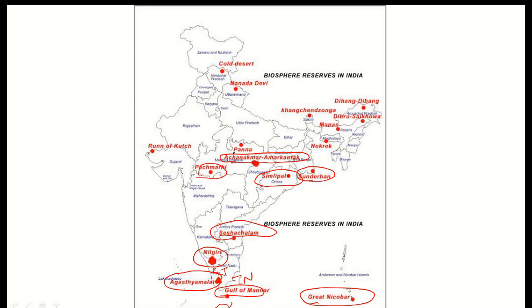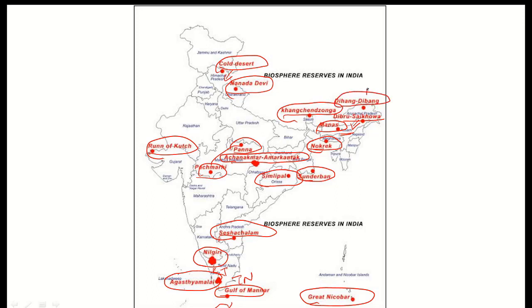Pachmarhi and Panna Biosphere Reserve in Madhya Pradesh. Rann of Kutch in Gujarat. Nanda Devi, Uttarakhand. Cold Desert Biosphere Reserve, which is in Himachal Pradesh. Kanchenjunga in Sikkim. Nokrek in Meghalaya. Manas in Assam. Dibrue-Shikhawa in Assam. Dihang and Dibang, which is in Arunachal Pradesh.